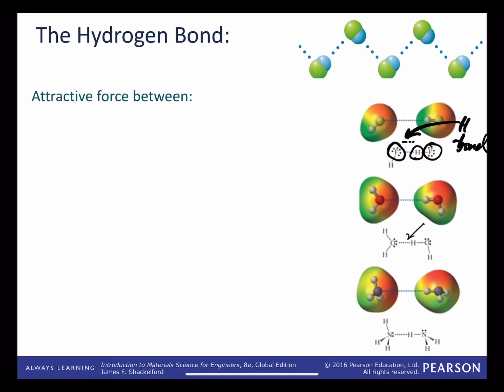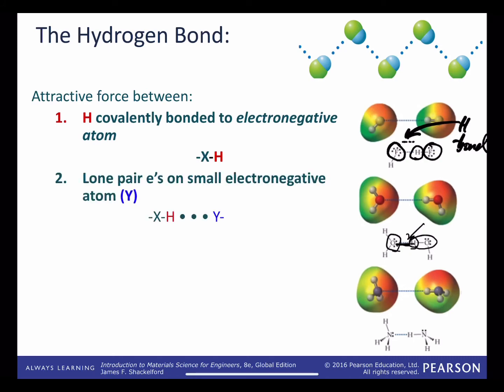Likewise, down here in water, the famous water molecule, of course, has a hydrogen bond. Same thing there: hydrogen on an oxygen of one molecule, and a lone pair on the oxygen of a neighboring molecule give us the hydrogen bond. And likewise down here in ammonia.